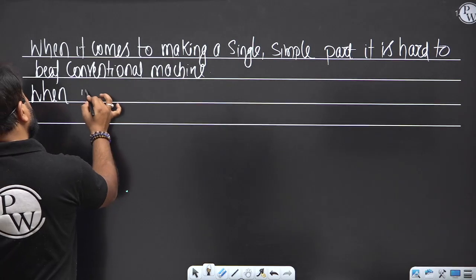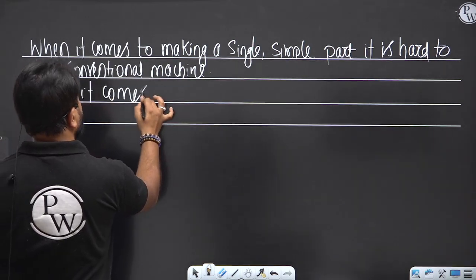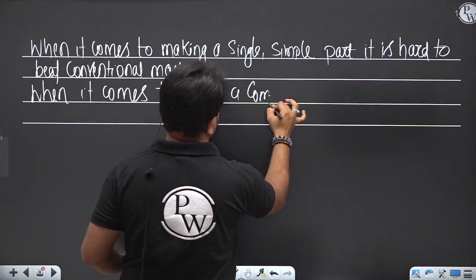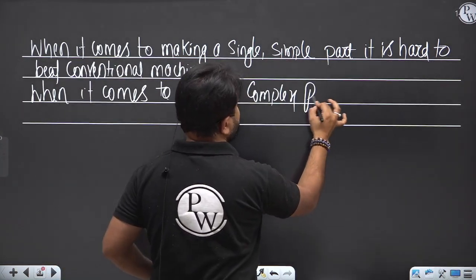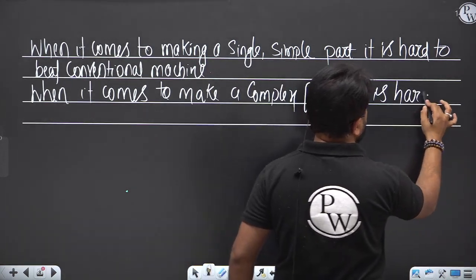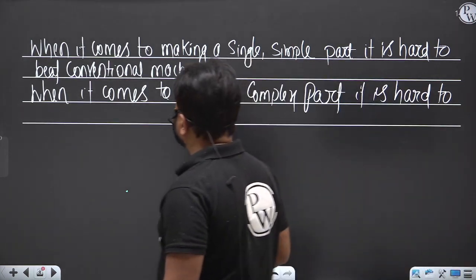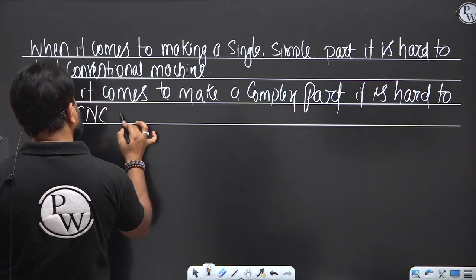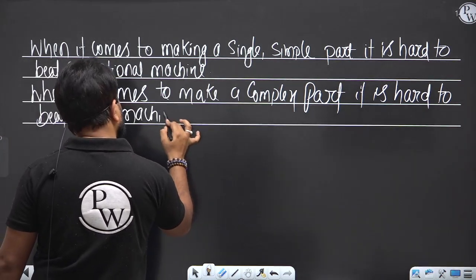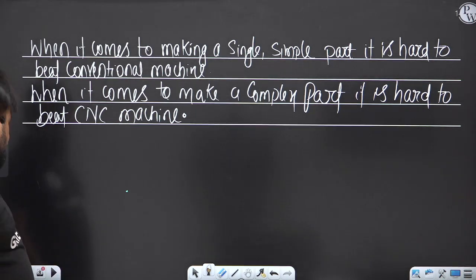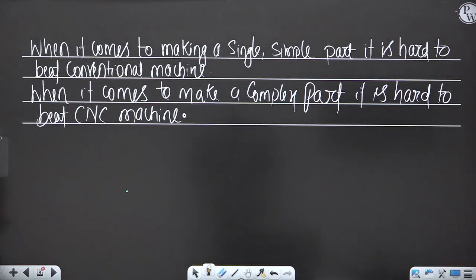When it comes to making a complex part, it is hard to beat a CNC machine, my dear. Is that clear? I hope this point is crystal clear to everybody.